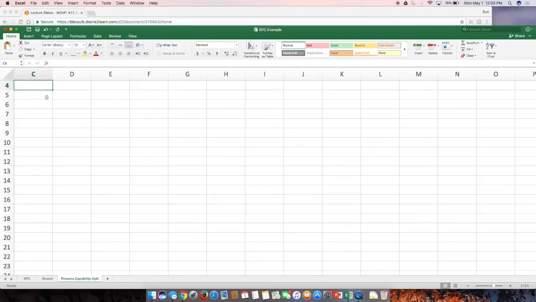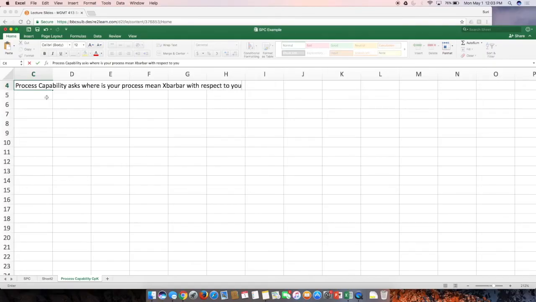So what's process capability? Let's define it. Process capability asks, where is your process mean? What's my process mean? Is it X bar or X double bar? X double bar, with respect to your customer requirements. Remember that plus minus 1? That's your customer requirements, not your control limits.